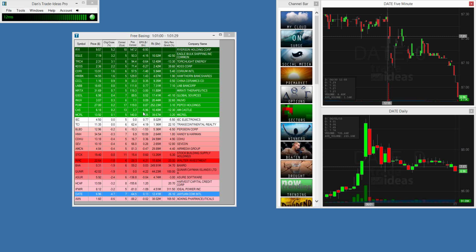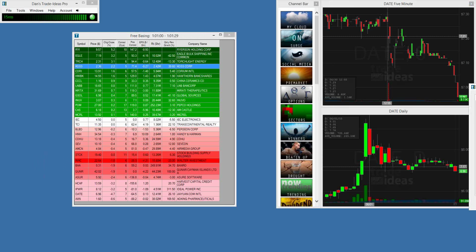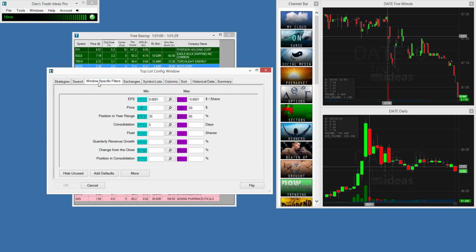So how did I do it? So you right-click and you go to Configure. So the configuration screen comes up, and you can see that I have various filters, and there's not that many of them. So what I want to do is walk you through them so you can see my thought process. So the way you open this tab up is this is the Windows specific filters tab. Notice there's no alerts. There's just filters, exchanges, symbol lists, and columns.